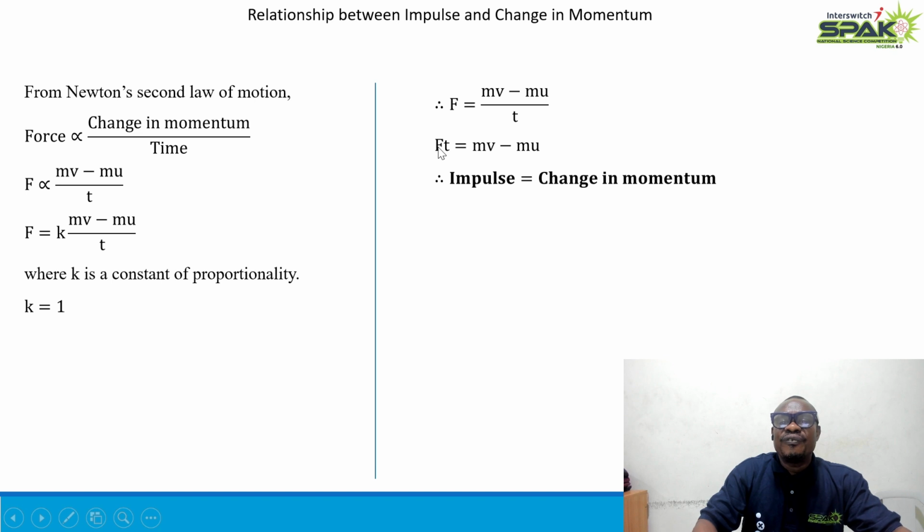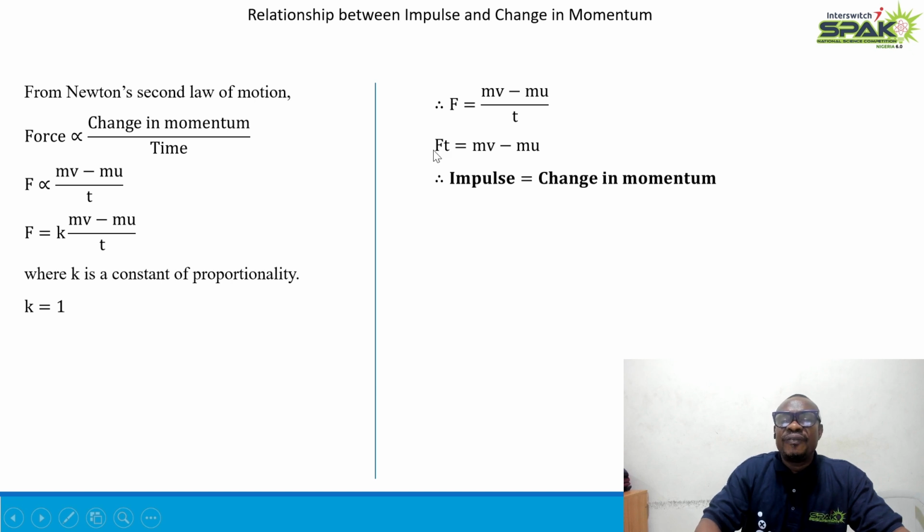Now, what is the product of force times time? The product of force and time gives us another important physical quantity in the study of motion with respect to the force that causes it, that is in dynamics. What is this physical quantity? It is referred to as impulse. So if you are asked to define impulse, impulse is the product of the applied force or the impact force and the time.